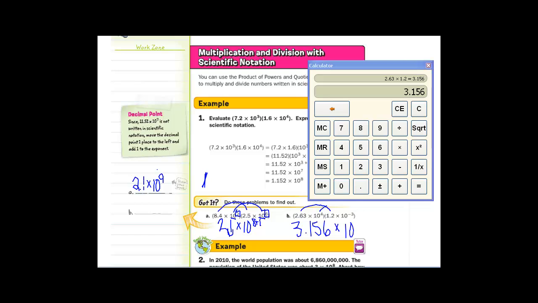Now we just need to multiply our powers of 10, which means we need to add our exponents together. So we've got 4 and negative 3. Our signs are different, so we need to subtract and get 10 to the first power. And that is your answer.